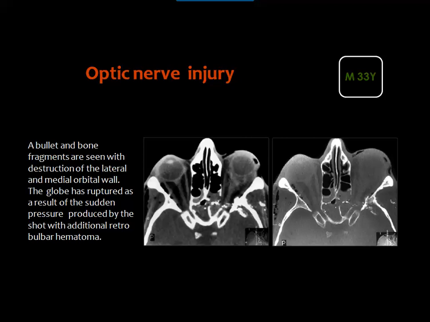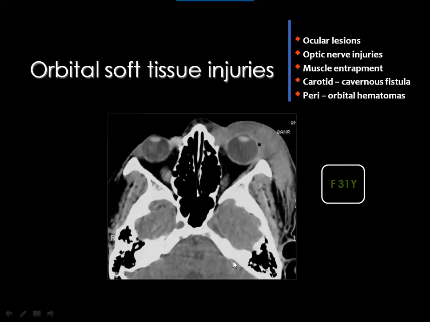Then optic nerve injuries are usually the sequelae of penetrating orbital trauma, especially gunshot injuries. And it is very rare to see an injury to the optic nerve by blunt trauma to the orbit. And this is a firearm injury to the left orbit with possible disruption of the optic nerve in this particular area.